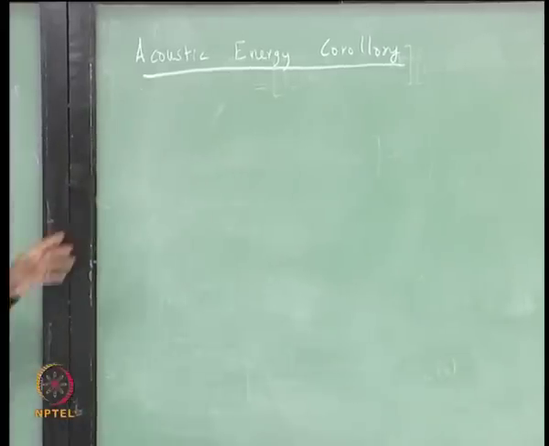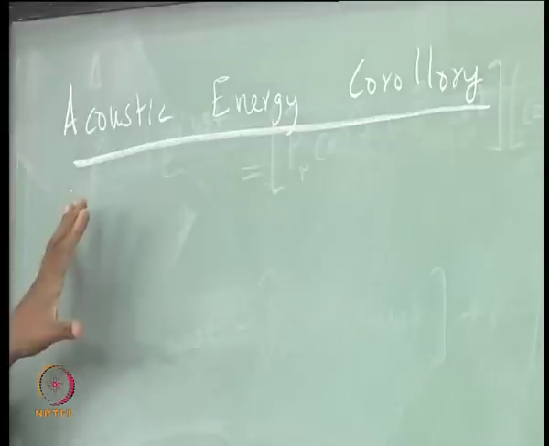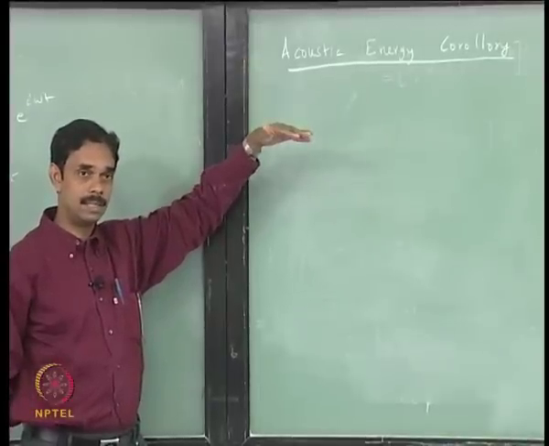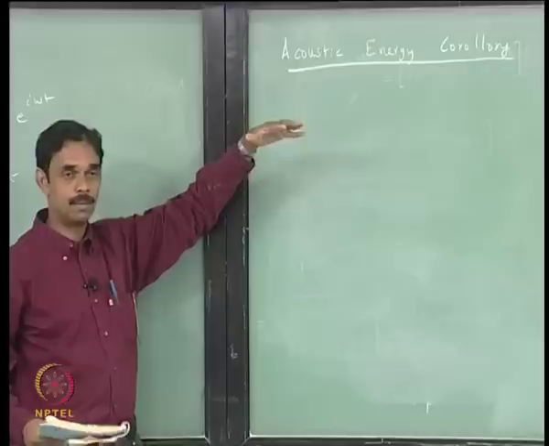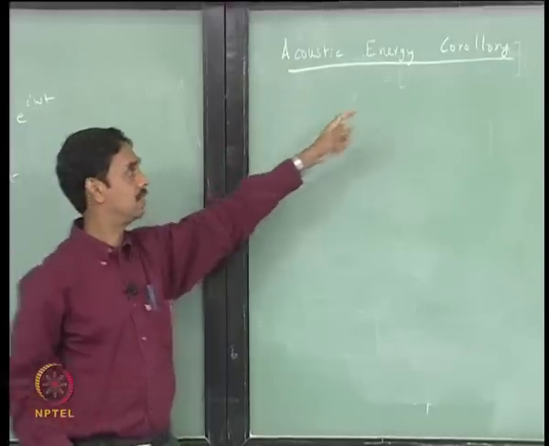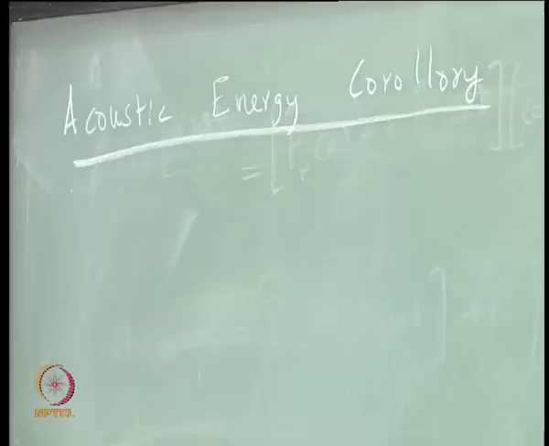It is called a corollary because we are not deriving anything from first principles. We are taking the momentum equation and the continuity equation, and from those equations we are getting another equation. So we are not deriving an equation from scratch; the existing continuity and momentum equations are there, and we are deriving an energy equation which is compatible with them. That is why it is called a corollary, it comes from something that already exists.